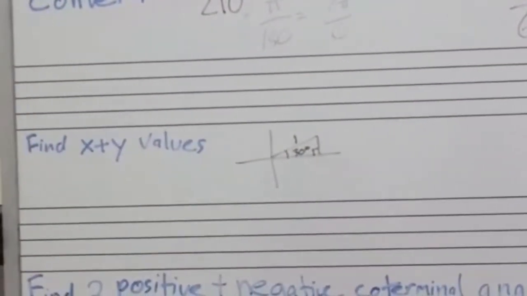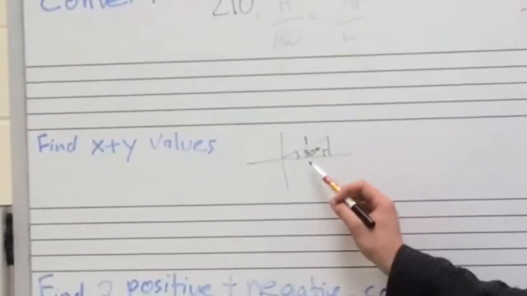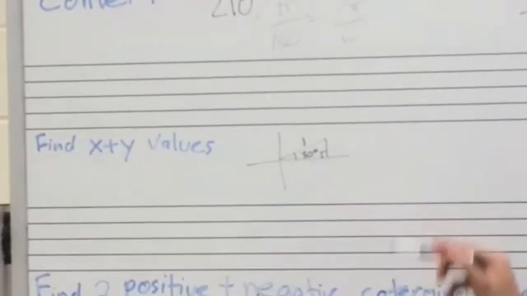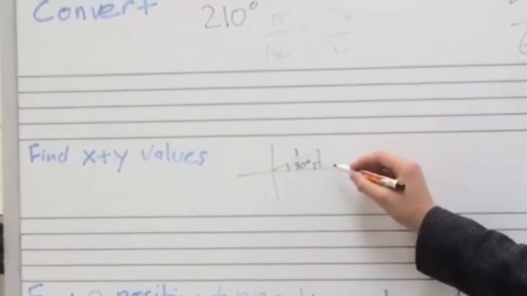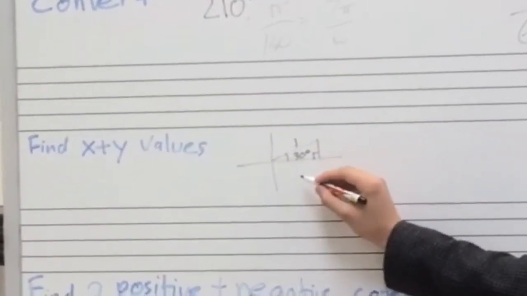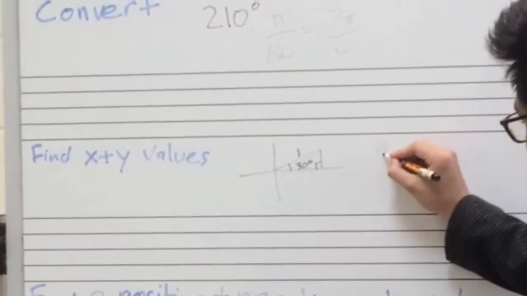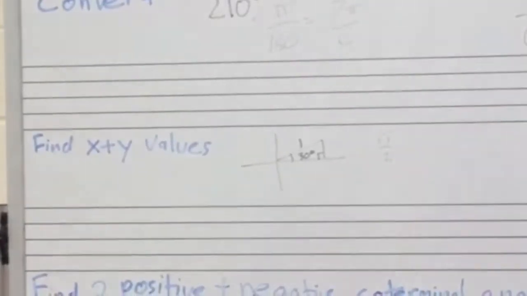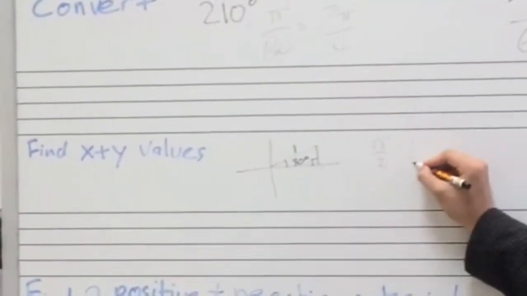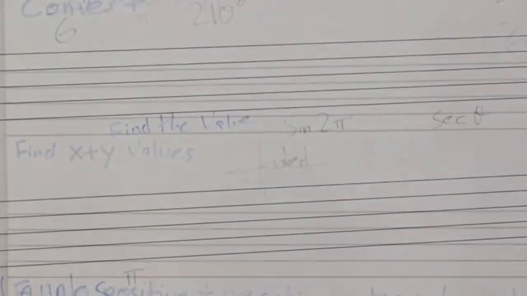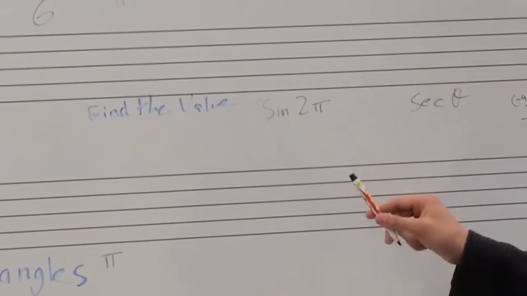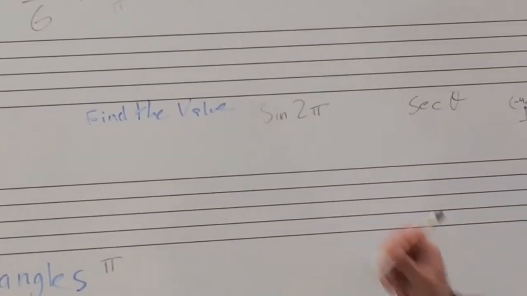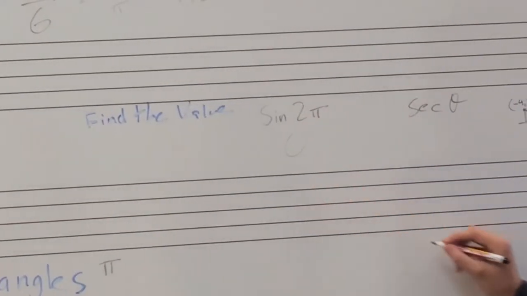So another problem you'll have to do is find the x and y value of a certain angle. So we see that this is 30 degrees. The x value, reminding ourselves of our trick, is going to be square root of 3 over 2. And then the y value would just be 1/2. Next, what you have to do is find a value of a certain radian or degree. Sine 2 pi, if you think about the unit circle, is just 0, so 0 is the answer.